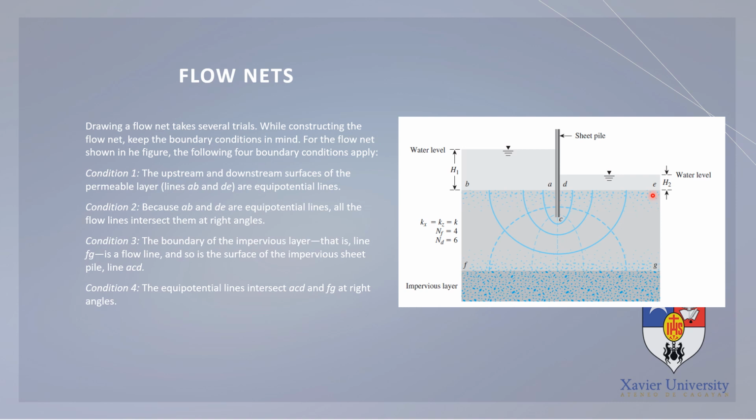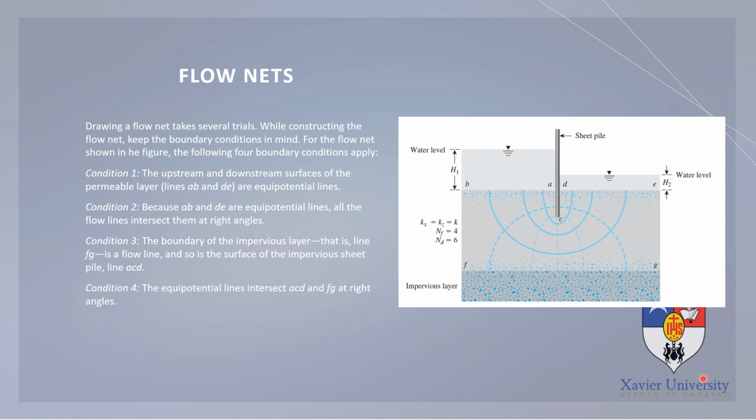And then the second condition is because AB and DE are equipotential lines, all the flow lines intersect them at right angle. So meaning itong flow line, kada intersect daw sa flow line diri nga point, it makes a 90-degree angle, as well as this point, this point, this point, this point as well.